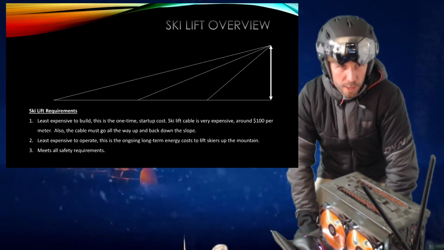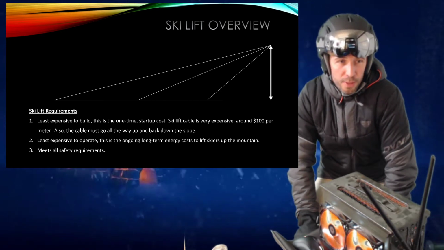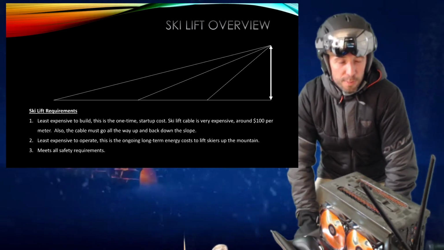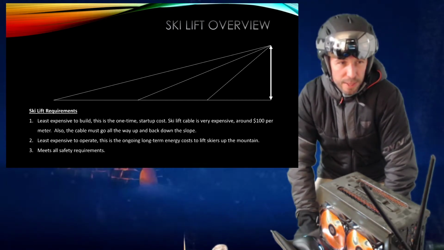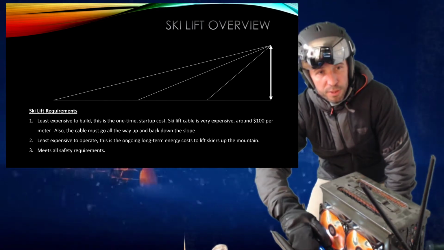Now, again, we want to make this thing affordable. Money is an issue, so we want to make sure that we're not paying for too much steel cable, not too many poles, not too many lifts. We want to build something where fewest parts equals cheaper. We also don't want to pay for ongoing energy costs. Electricity is very expensive. And then, of course, we also want to make sure it's safe. So those are the requirements for what we're doing.